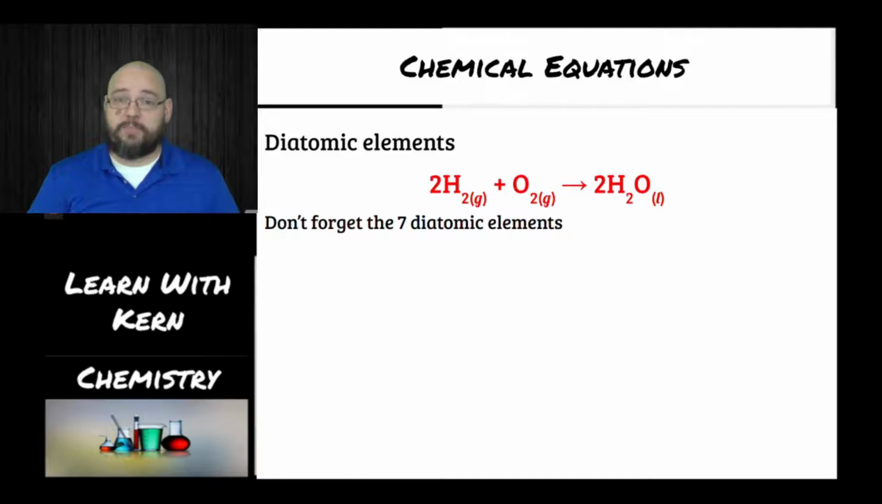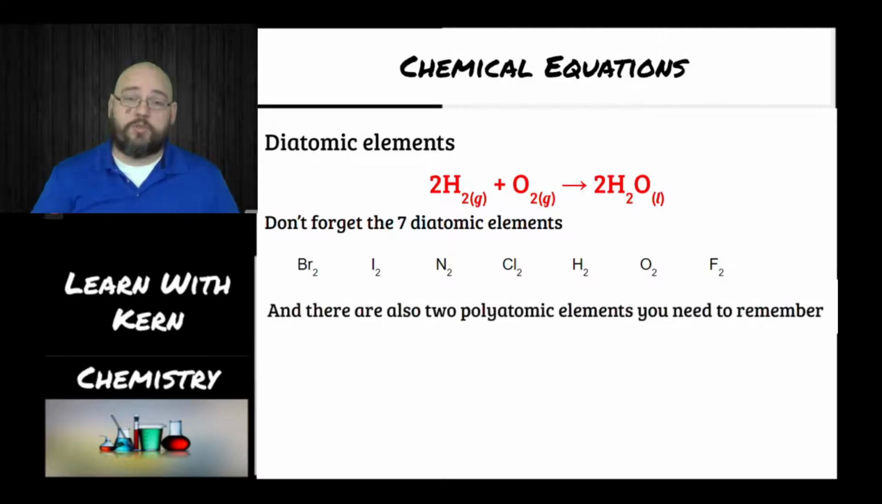Those 7 diatomic elements are bromine, iodine, nitrogen, chlorine, hydrogen, oxygen, and fluorine, or as I told you previously, Brinkelhoff. So bromine, iodine, nitrogen, chlorine, hydrogen, oxygen, and fluorine. Anytime these exist as an element, when you're writing your skeleton equation, they have to have the 2 because they are always going to be diatomic.